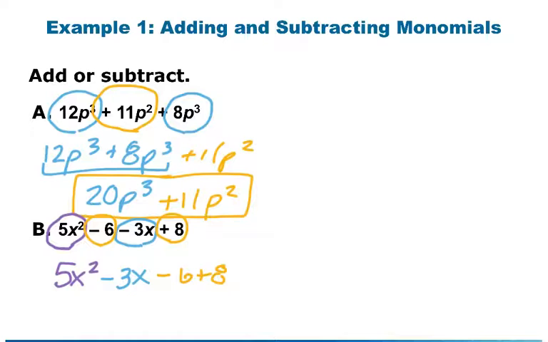And so putting those last two pieces together, we still have 5x squared, still have negative 3x, but now we're going to have plus 2 to combine them all together.